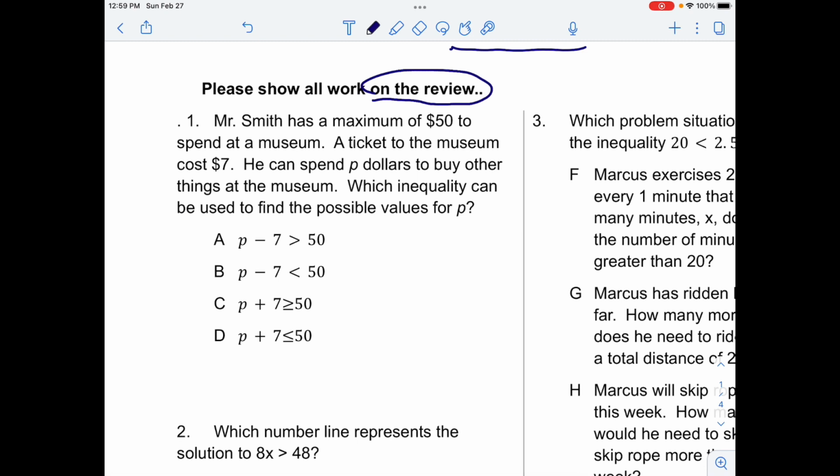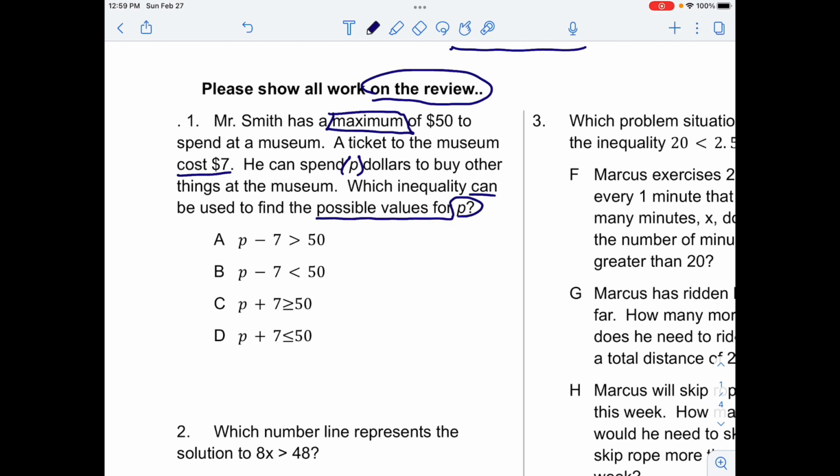Alright, Mr. Smith has a maximum of $50 to spend at the museum. A ticket to the museum costs $7. He can spend P dollars to buy other things at the museum. Which inequality can be used to find the possible values for P?